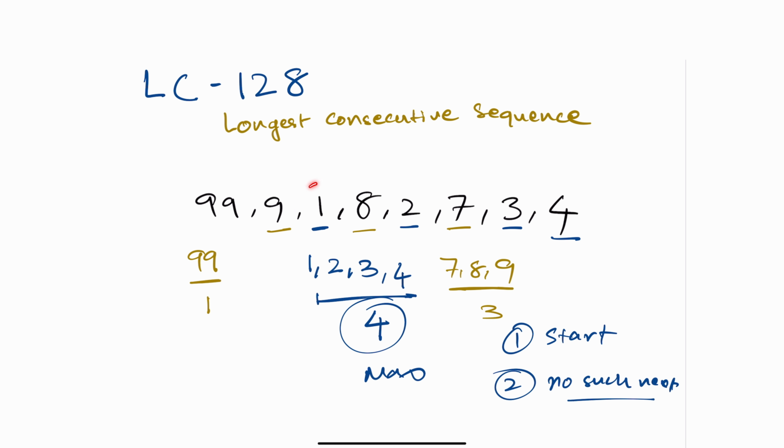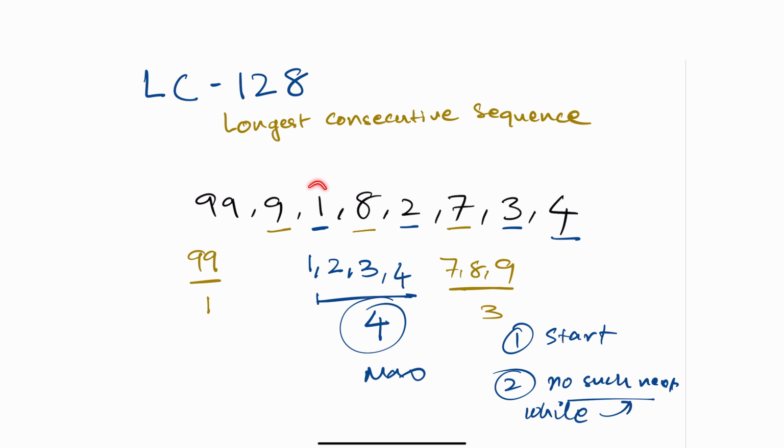Next number is 1. Okay, can I start with 1? Yes, because there is no 0 in the list. That means this is the best starting sequence of consecutive numbers. So I am taking 1. Okay, once I find a start number, now run a while loop. Run a while loop till I don't find any next numbers.